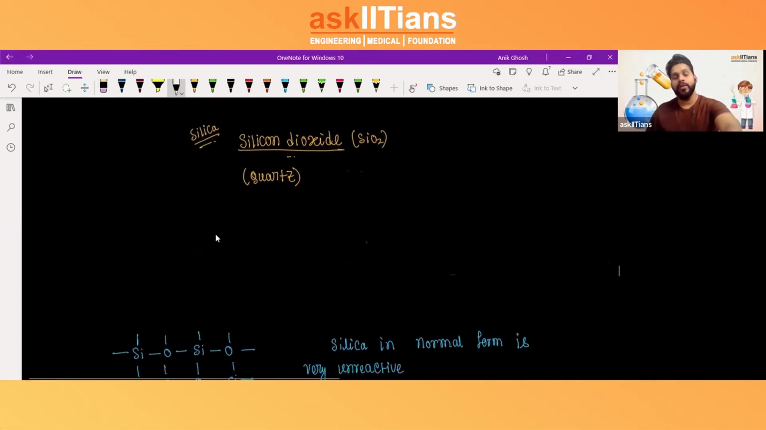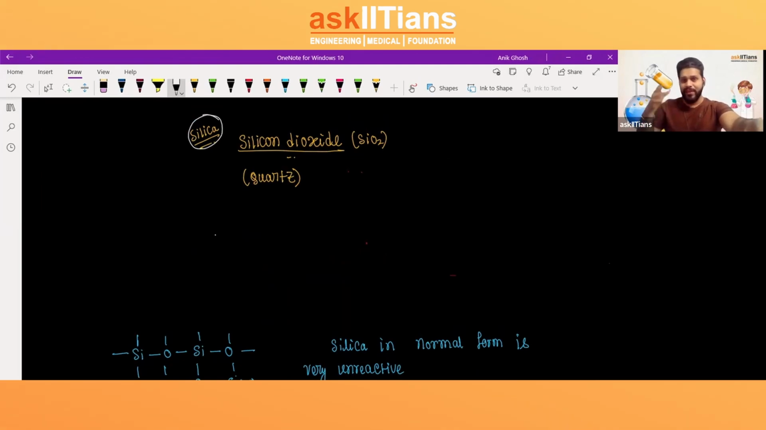Now, moving on to the next one, silicon dioxide. Guys, this is also known as silica. So silicon dioxide is a very, very important thing. Guys, silica is being used in many, many places, like as a water absorbent and stuff like that, right? And it is also known as quartz. Because silicon dioxide is used to make a lot of things like glass, quartz, these kinds of things are being made from silicon dioxide, SiO2.